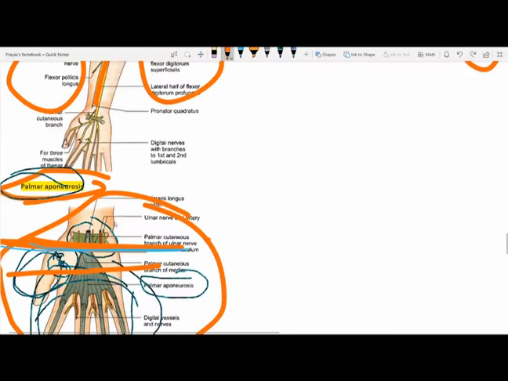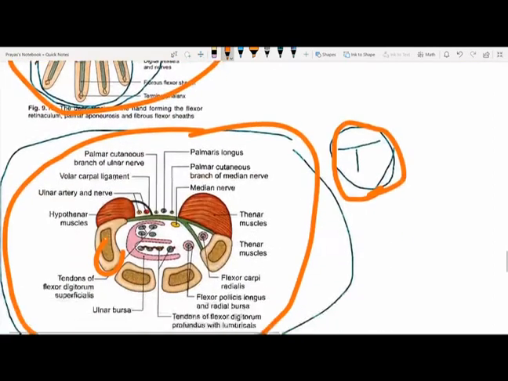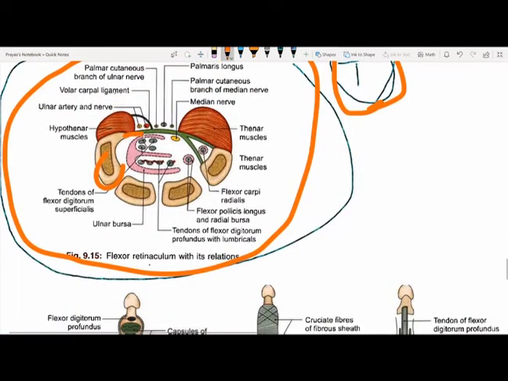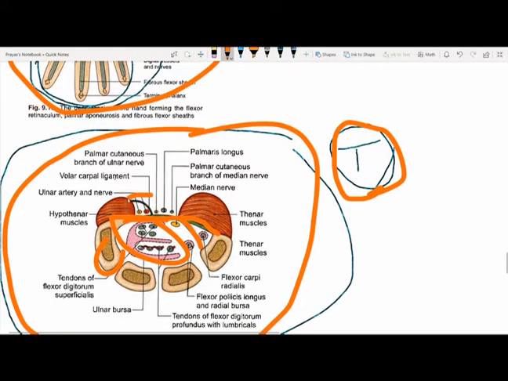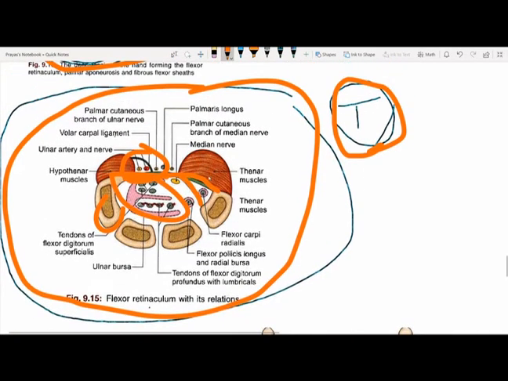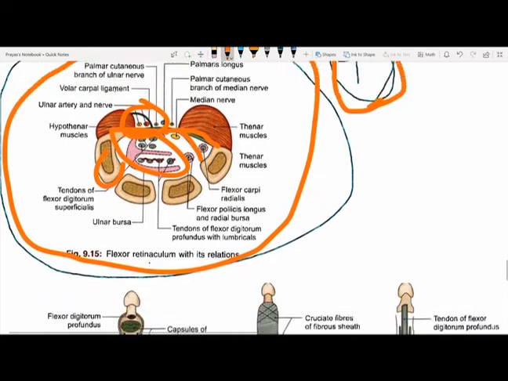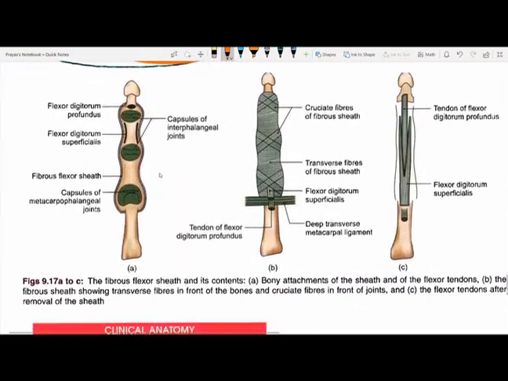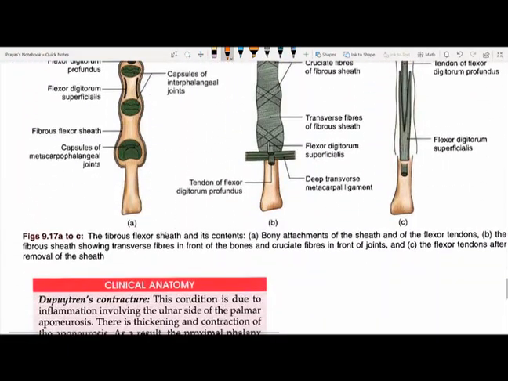and this is this green thing, which looks like this in the transverse section. These are the muscles and these are the blood vessels and nerves going through, lots of details. And we also discussed fibrous flexor sheaths.